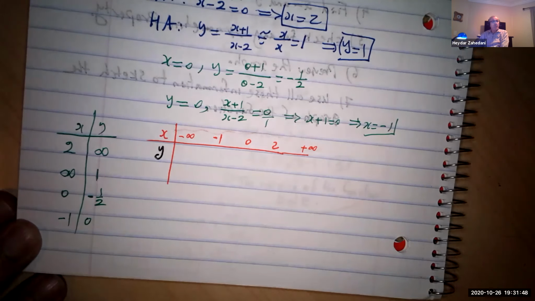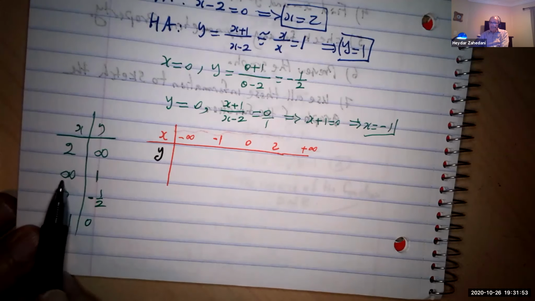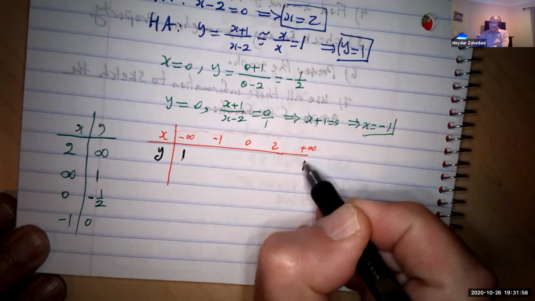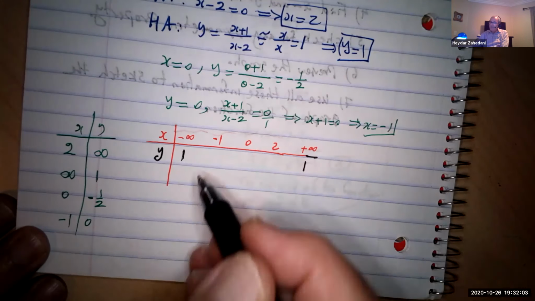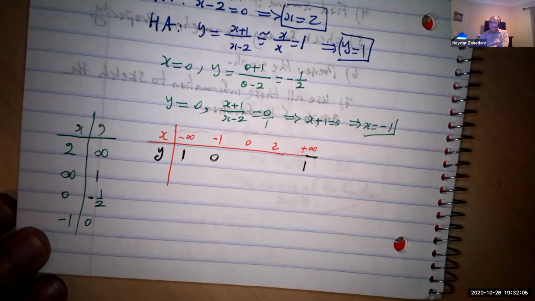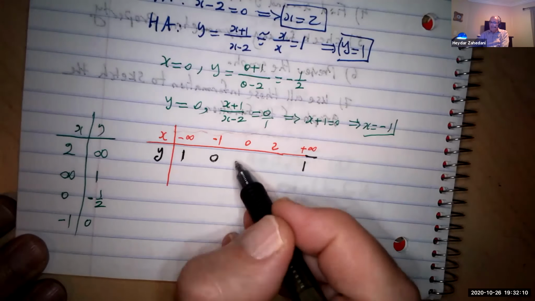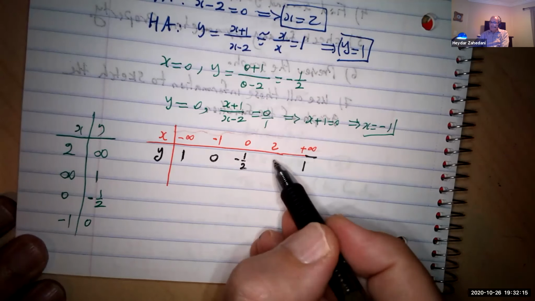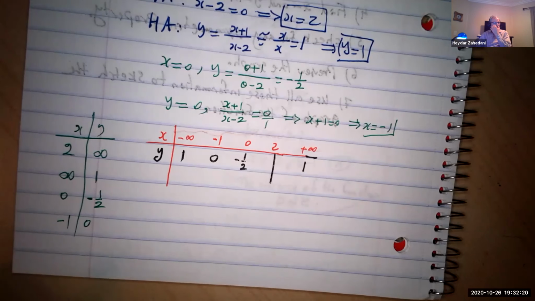Y, the function. When x is infinity, y is 1. It doesn't matter whether positive or negative infinity. When x is negative 1, y is 0. Okay, when x is 0, y is negative half. At 2, y is infinity. It's an asymptote, a vertical asymptote. Vertical asymptote, okay? So this is how you're going to plan it.